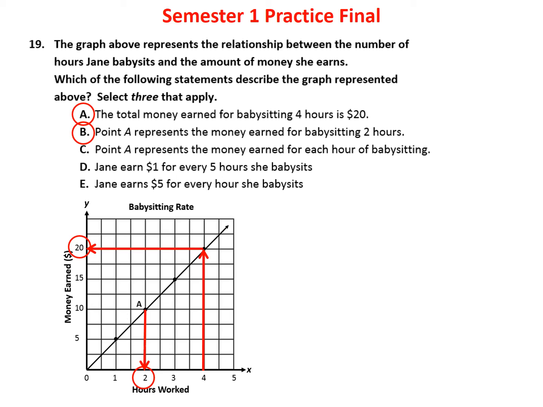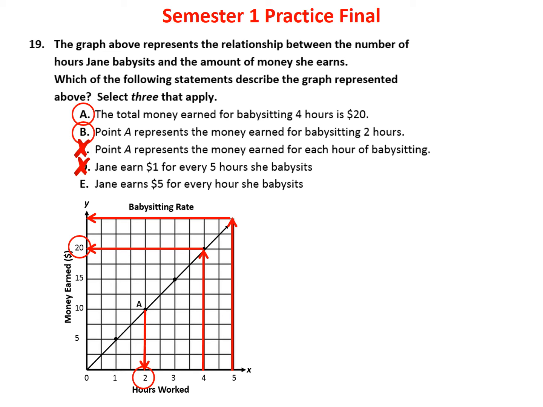C says that point A represents the money earned for each hour. Well, point A can't be each hour and 2 hours, so this one obviously can't be true. And so C is not an answer. In D, Jane earns $1 for every 5 hours she babysits. So here's 5 hours, and notice, it means that she's earned $25. So that's not $1, she earned $25, so that's not true.